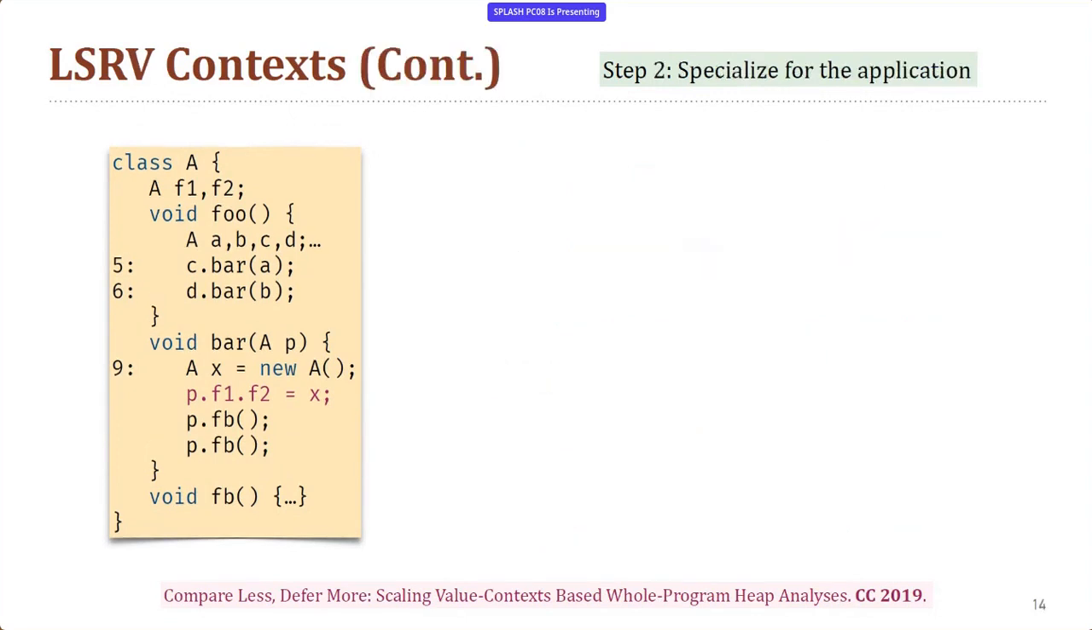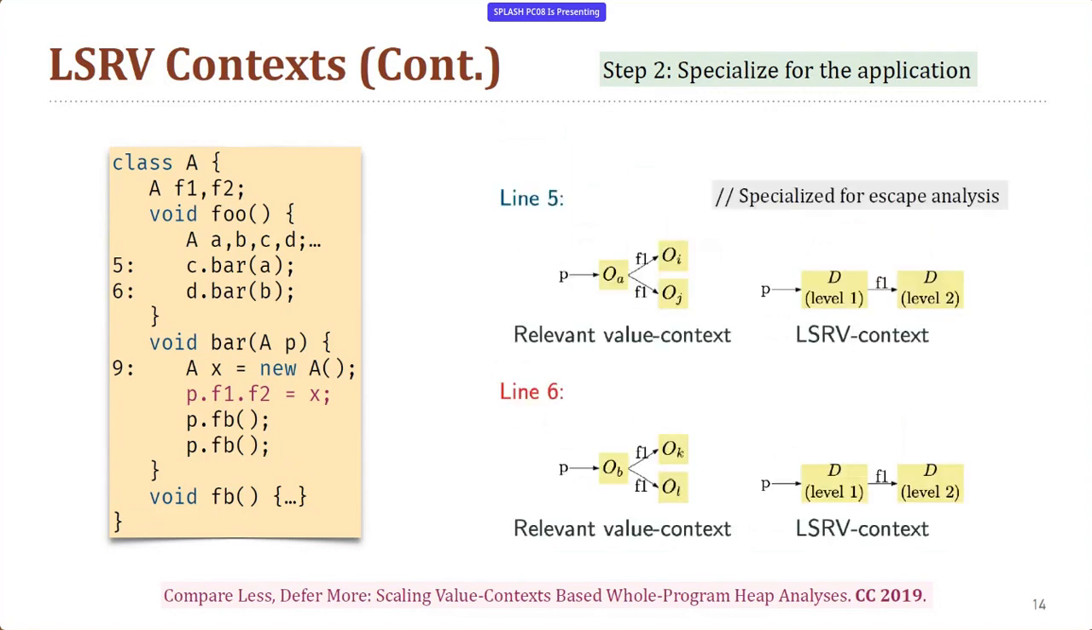The next idea we said is, should we specialize for the application? So we were trying to perform escape analysis. In escape analysis, the objective is to classify each object into two categories. Either the object escapes the scope in which it is allocated, or it does not escape. It's local, it's captured inside the scope, right? So let's say escapes is E, does not escape is D. Now, after identifying the relevant value context, even though OA is different from OB, OI is not OK, OJ is not OL, what if none of them escape?